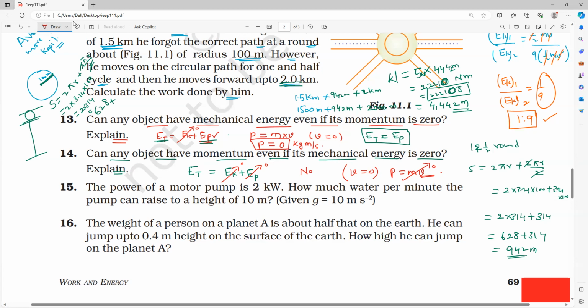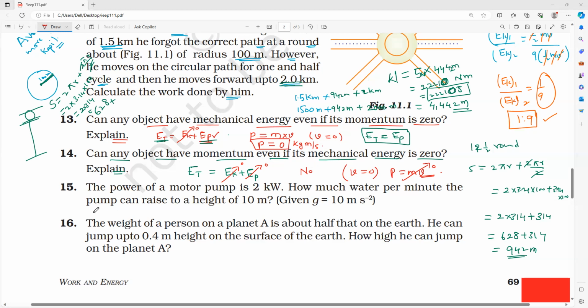Clear? So if velocity becomes 0, remember, mechanical energy can still exist even though velocity is 0. But if mechanical energy becomes 0, the body does not have momentum. That is what you have to remember. Okay, everybody, clear? Very important question. Very good question also.